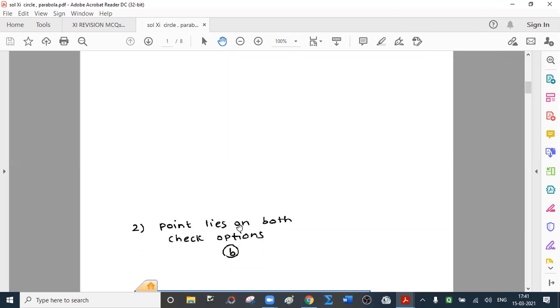See the solution. The point lies on both. Check options one by one. Coordinates of the point in option A satisfy only the equation of the line, but they do not satisfy the equation of the circle. But I think the point 2, 5 satisfies both the equation of the line and the equation of the circle. So the correct option is B, Bombay.